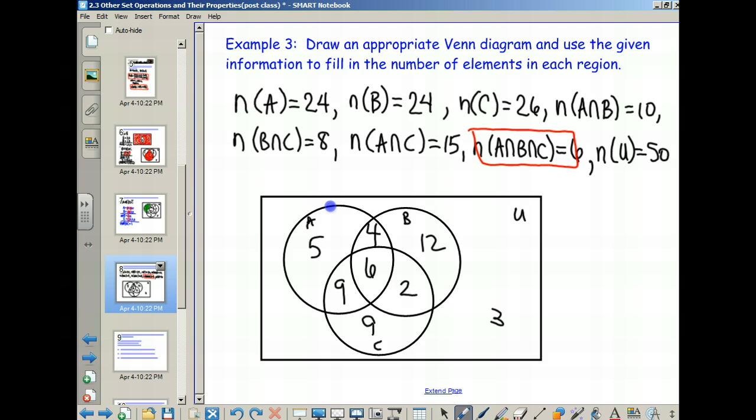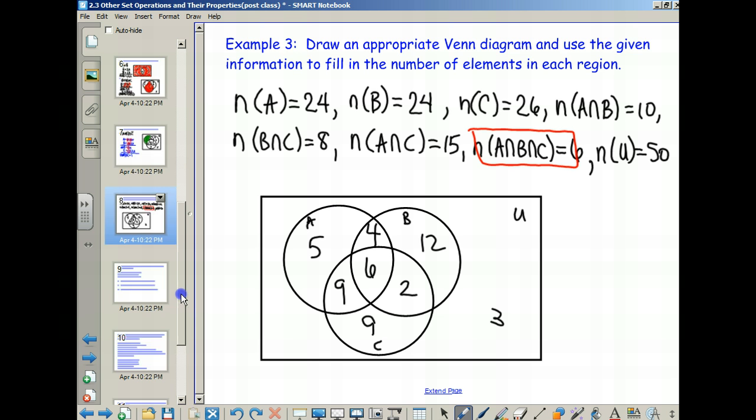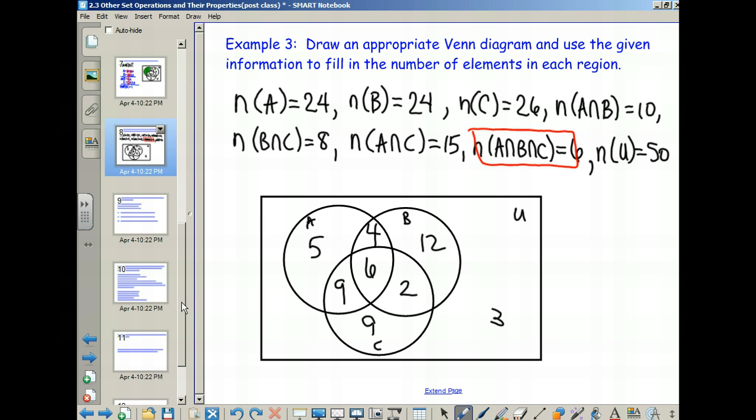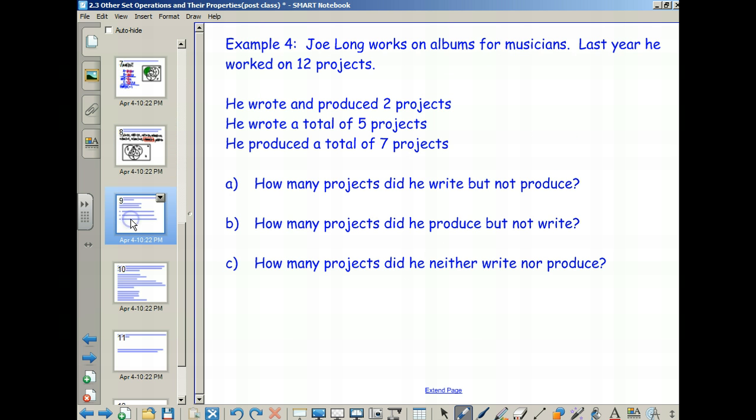Make sense? So the way you want to think about this is starting from the inside and working out. Kind of like a parentheses, right? We start from the inside and we work out to build a diagram. And we want to be able to do that to do a problem like number 4. Got a couple of them. Here's another one.